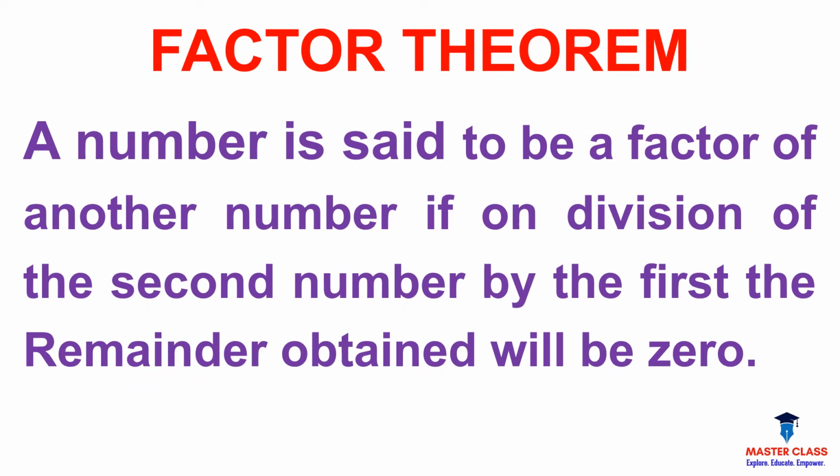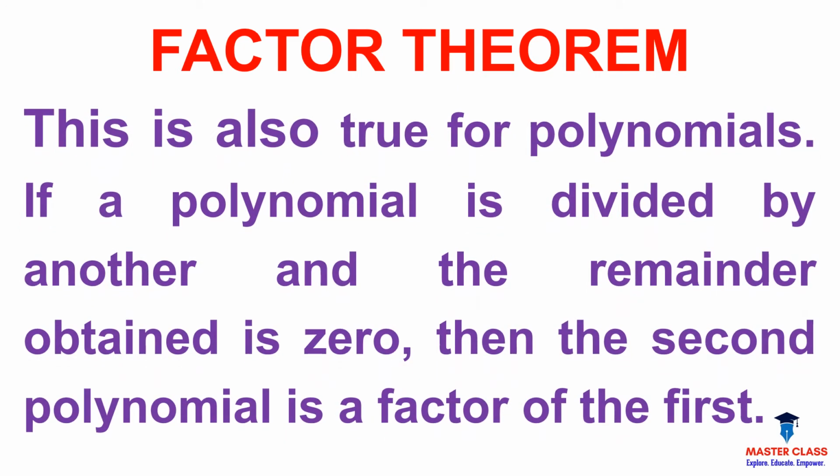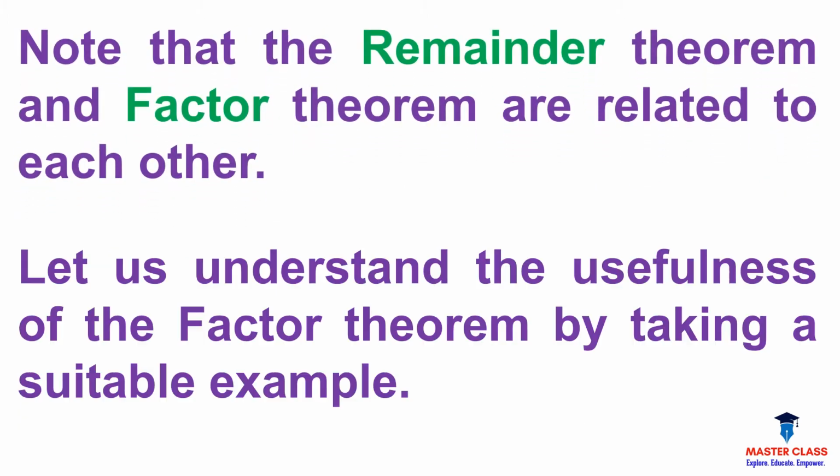A number is said to be a factor of another number if on division of the second number by the first, the remainder obtained will be 0. This is also true for polynomials. If a polynomial is divided by another and the remainder obtained is 0, then the second polynomial is a factor of the first. Note that the remainder theorem and the factor theorem are related to each other. Let us understand the usefulness of the factor theorem by taking a suitable example.